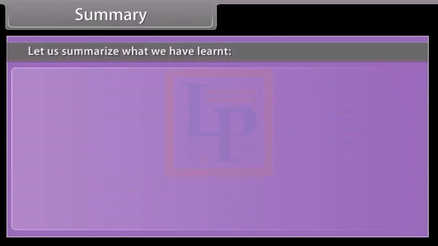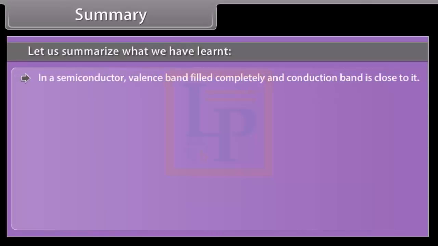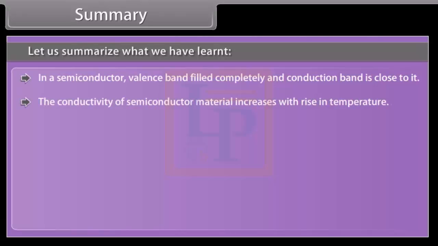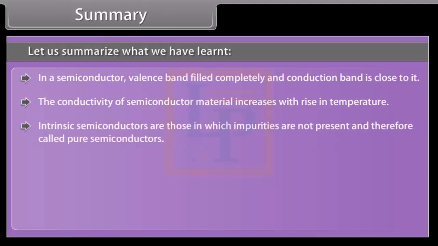Summary. Let us summarize what we have learned. In a semiconductor, valence band is filled completely and conduction band is close to it. The conductivity of semiconductor material increases with rise in temperature. Intrinsic semiconductors are those in which impurities are not present and therefore called pure semiconductors.